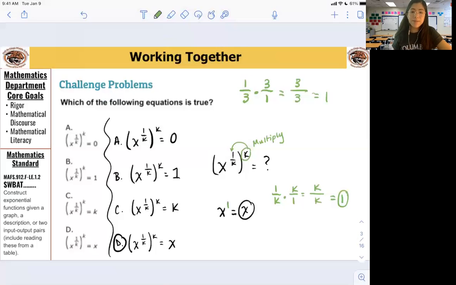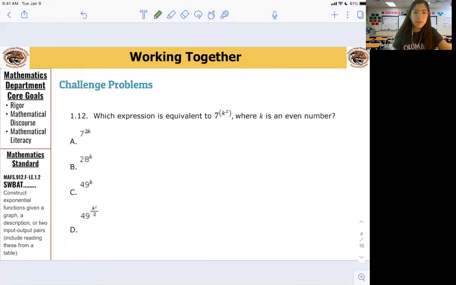K is just a number. K is just a variable. We don't know what it is. But the whole point is that it doesn't really matter what it is, right? Because what happens in the end is it cancels itself out anyways. So no matter what number k is, even if it was 1 million, it would still cancel out and leave us with 1. All right. Here we go.